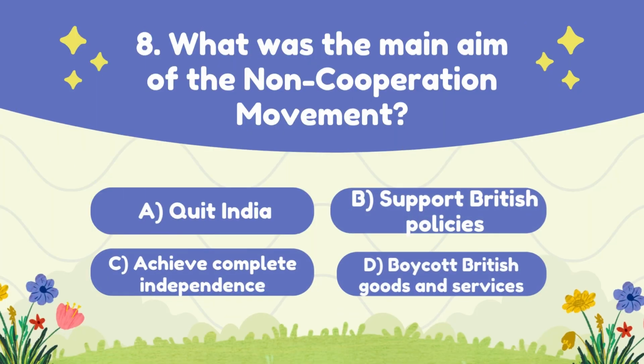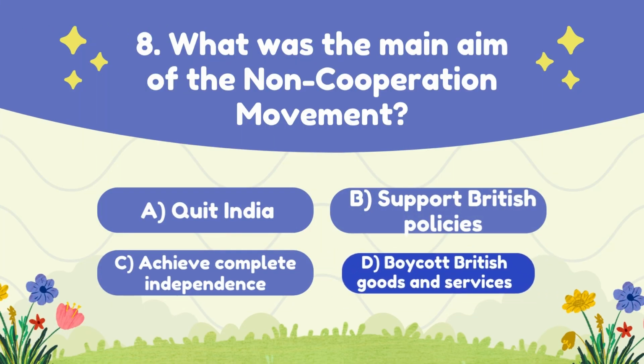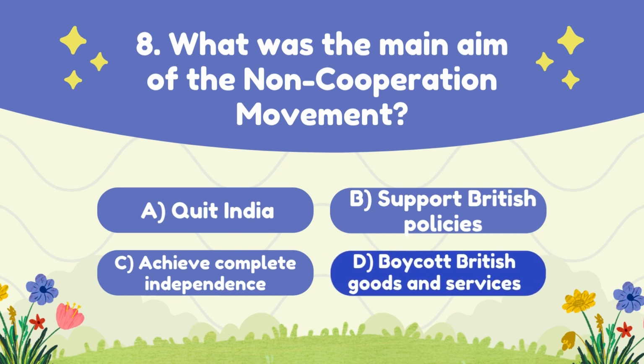What was the main aim of the non-cooperation movement? A. Quit India. B. Support British policies. C. Achieve complete independence. D. Boycott British goods and services. The answer is boycott British goods and services. It was about refusing to obey unjust laws peacefully.